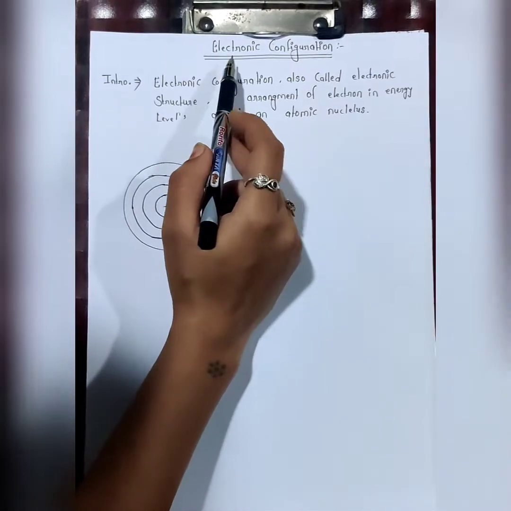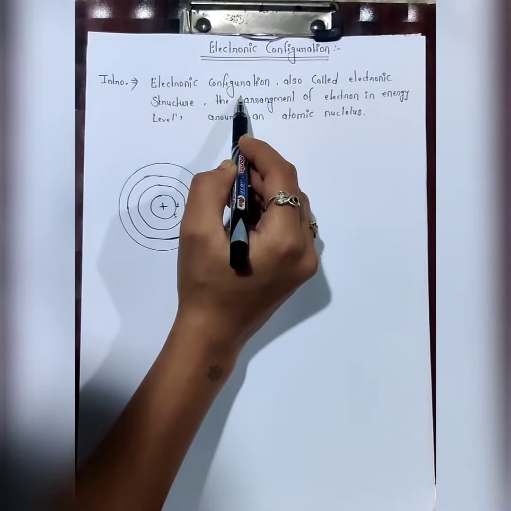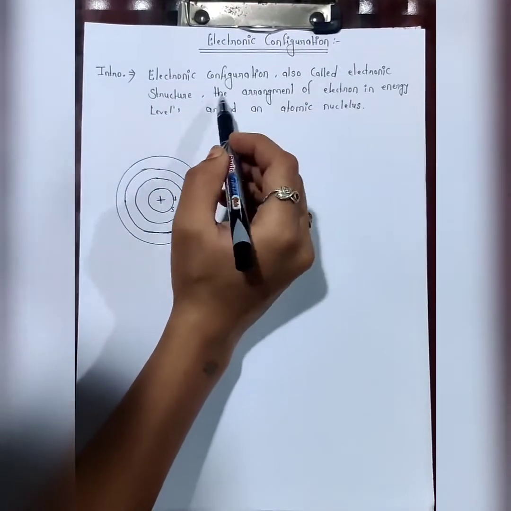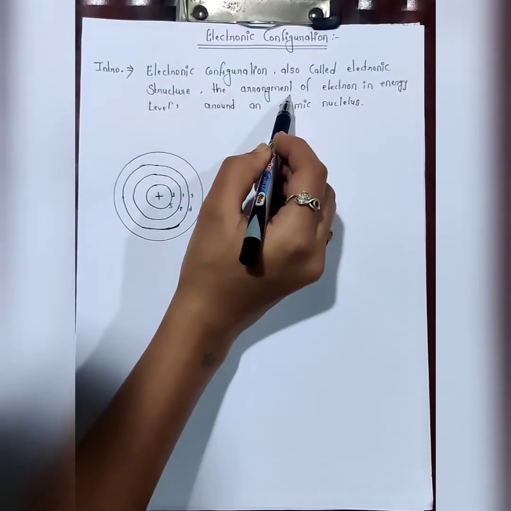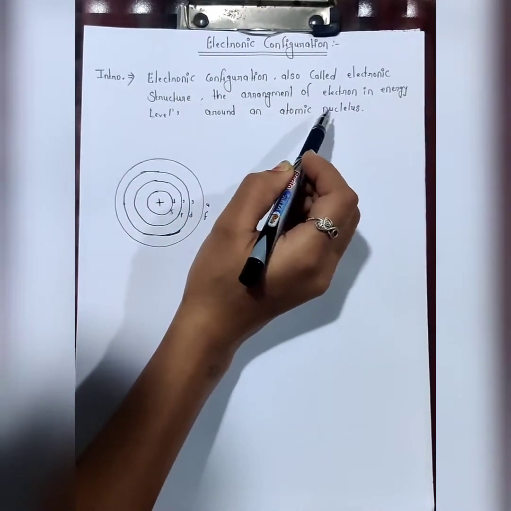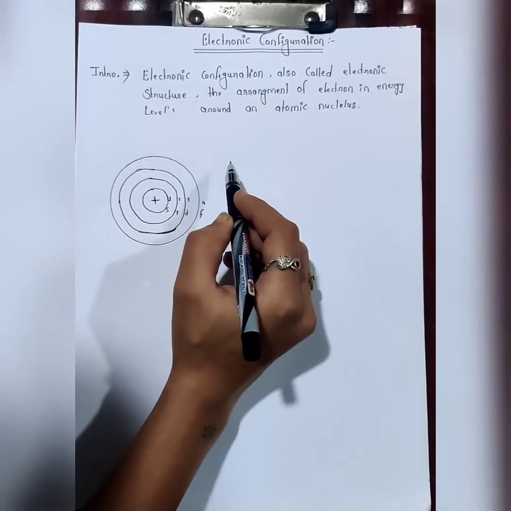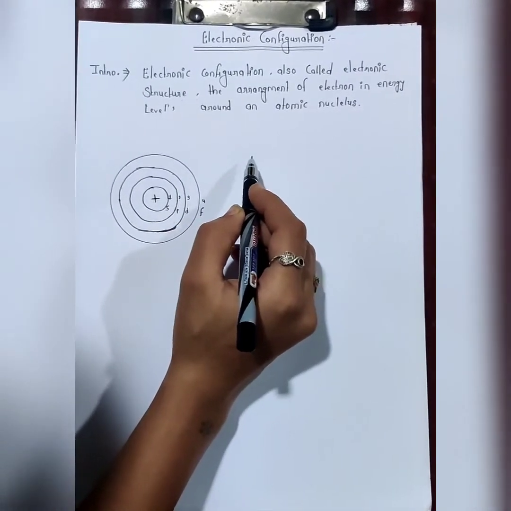Let's discuss the topic: what is electronic configuration. Introduction. Electronic configuration, also called the electronic structure, is the arrangement of electrons in energy levels around an atomic nucleus. Let's discuss what the electronic configuration of an element will be.